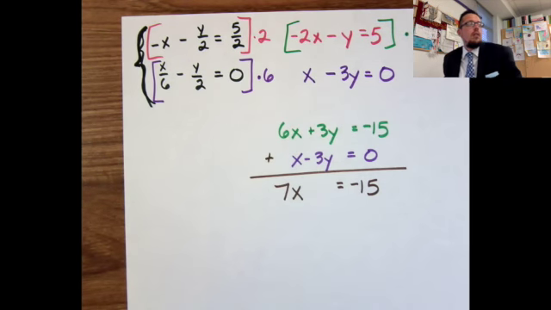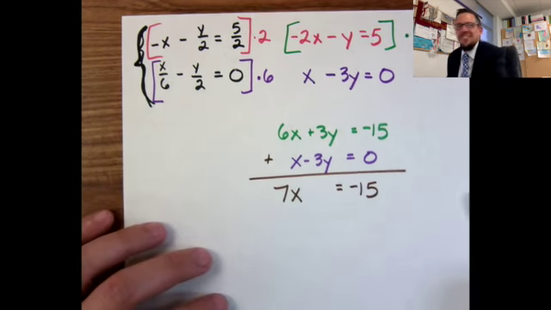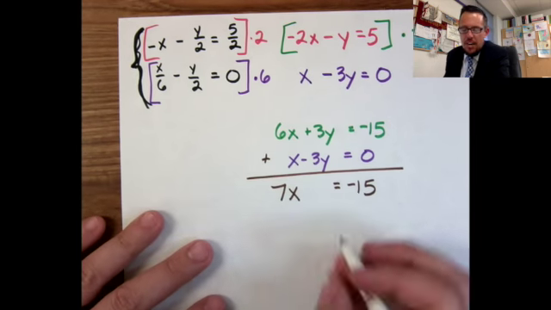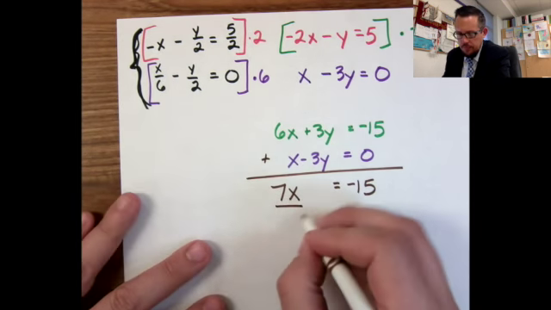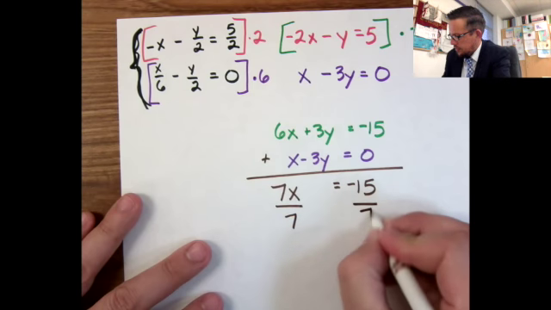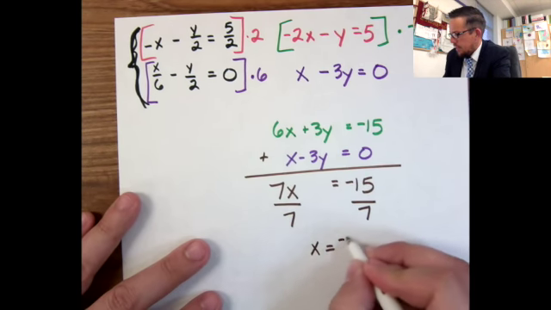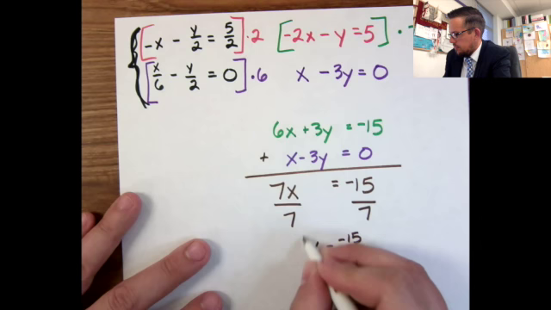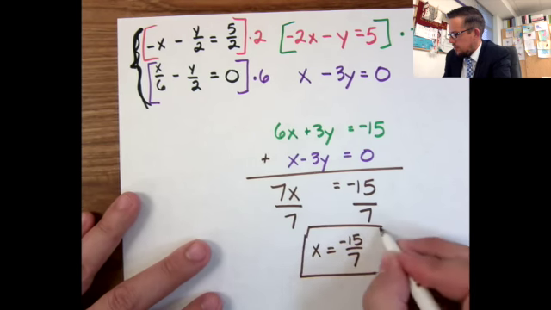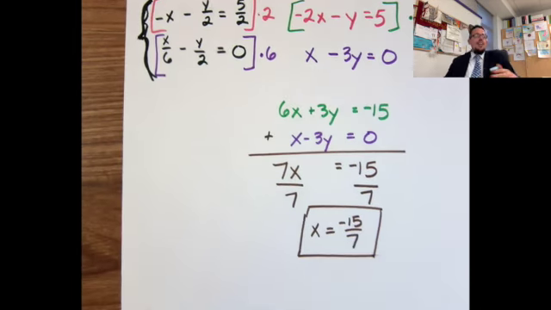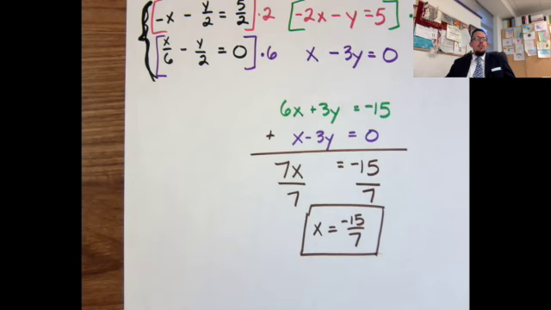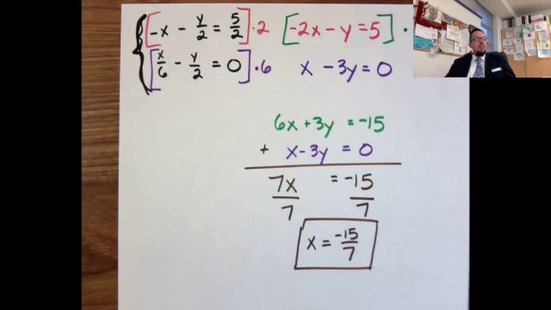Well, this is kind of a good news, bad news situation here. It's going to be a fraction. I'm about to have x. It's negative 15 sevenths. So the good news is I got x. The bad news is it's ugly on the inside. I got to find y.